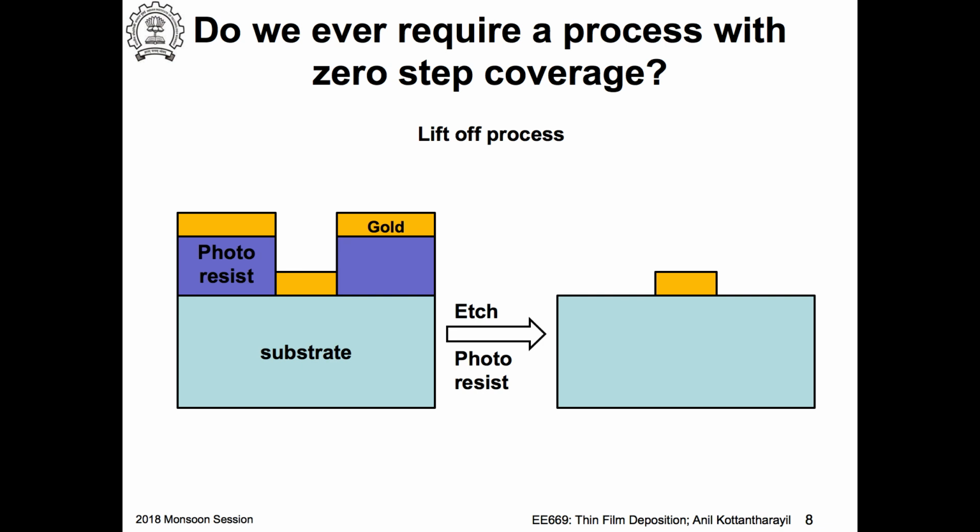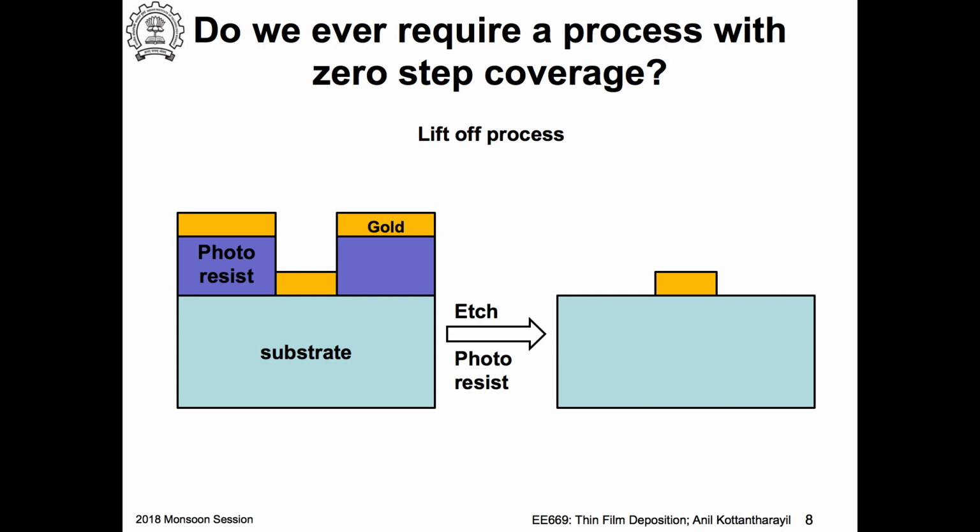But then let's say I want to deposit gold selectively. That's not possible using any of the thin film deposition techniques that we mentioned. So you deposit it everywhere. But now if I want to etch gold without etching anything else, that's going to be a big challenge, because you need to use aqua regia to etch gold. It will etch most of the others. So I have a problem.